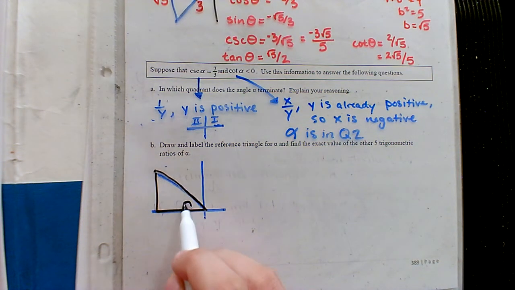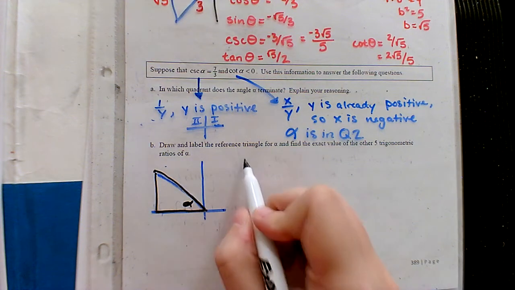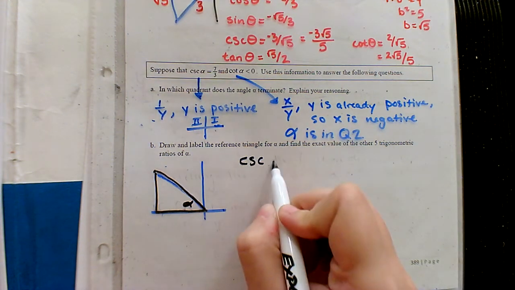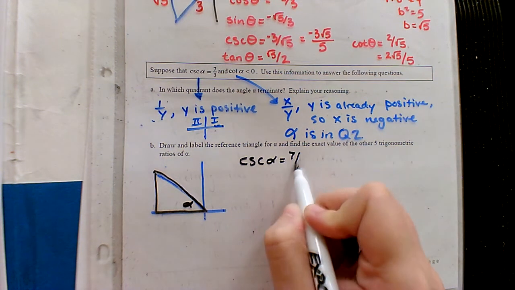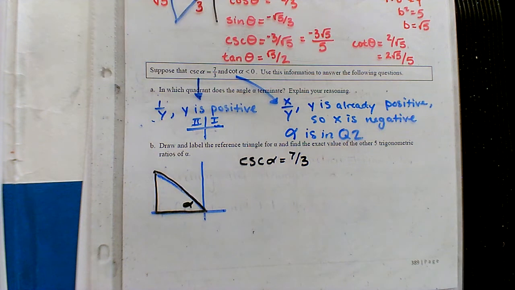We can label our reference angle alpha. And somehow, we should be able to use this cosecant ratio of 7/3 to help us label some of the sides. So what might the 7 represent? What might the 3 represent?